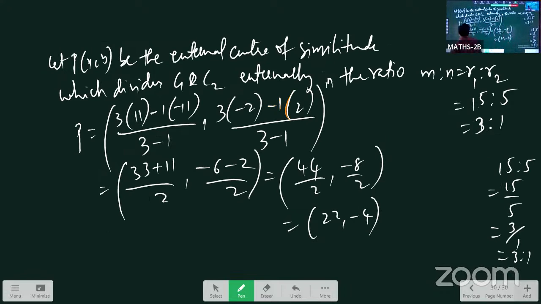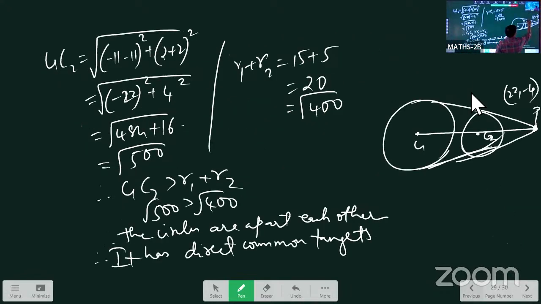Now, what is asked next? The direct common tangent equations are asked, that is, to find this equation and this one. So I know the point P now. Let m be the slope of the tangent. Whenever I know the slope and point, from your first year straight lines concept, y minus y1 is equal to m into x minus x1. Is it clear?